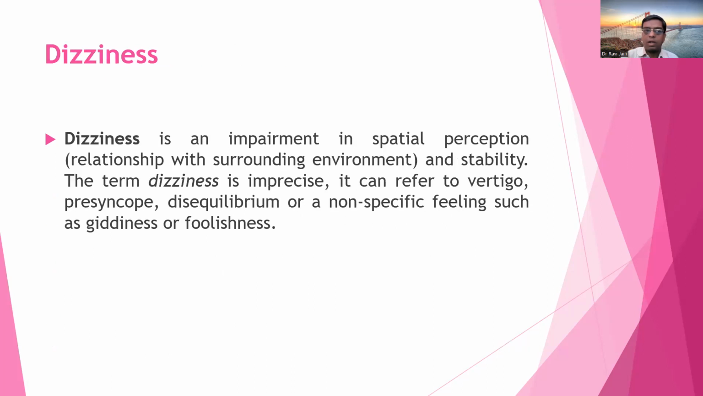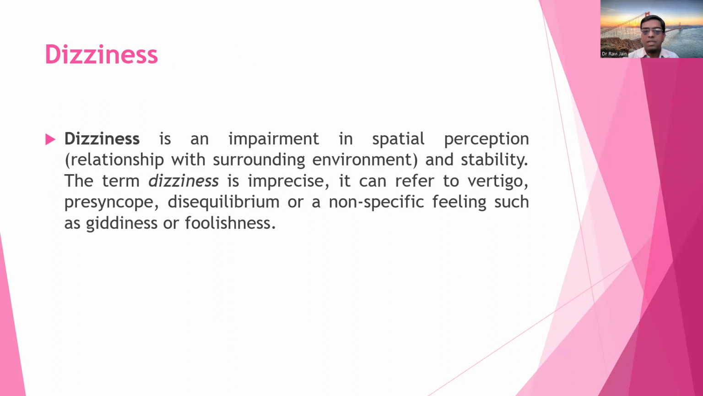Another disease condition of old age is dizziness. Dizziness is an impairment of spatial perception, that is, the relationship with the surrounding environment, and stability. So what is dizziness? Dizziness is an impairment of the spatial perception, that is, the relation with the surrounding environment, and stability.